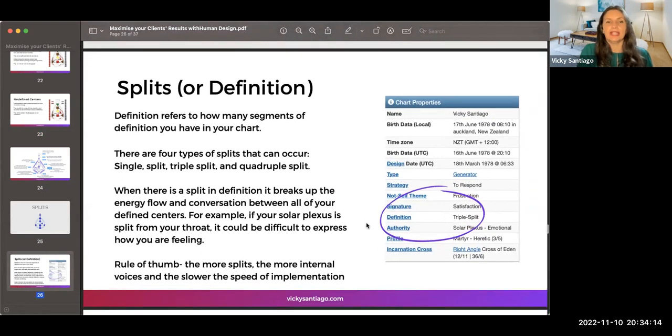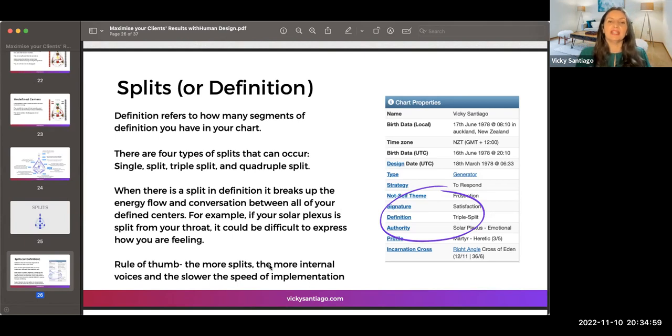So again, you can see it right here. It's called definition usually in the description on a chart because it's those chunks of definition that it's talking about. So if you look here where it says definition, you can see for me, I'm a triple split. So there are 4 types of splits that can happen. There's a single, which means the bits are connected to each other. You've got a split. So in other words, there's 2 bits that are split from each other. A triple split and a quadruple split. And of course, you can also have somebody who has no centers connected to each other. That person, of course, will be a reflector because they don't have anything defined.